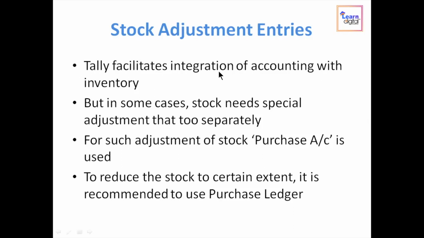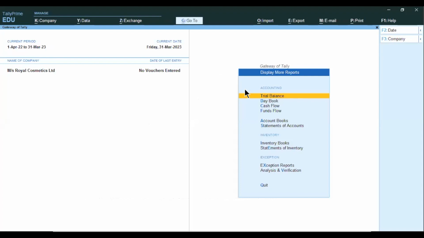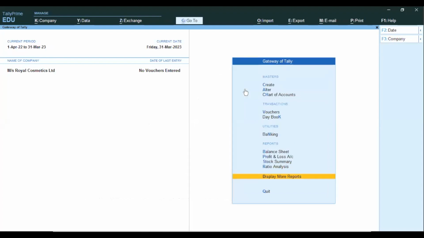At the same time, it also affects the accounting part of the company. That means it also affects the debtors, creditors, the amount which is outstanding, receivable, payable, all these things. It means integration of accounting with inventory is an important part for every business organization. We have seen different types of stock adjustment related to this stock integration. Suppose this is our company, Measures Royal Cosmetics Limited.